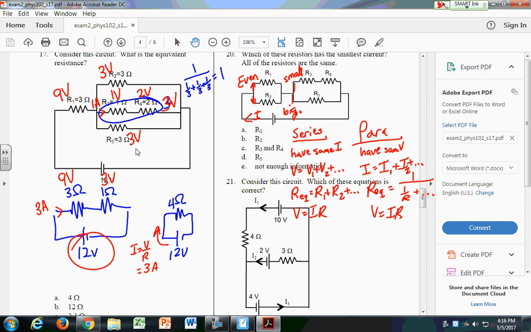All right? Does that help a little bit, Carmen? It's important. You'll see resistors in series and parallel.